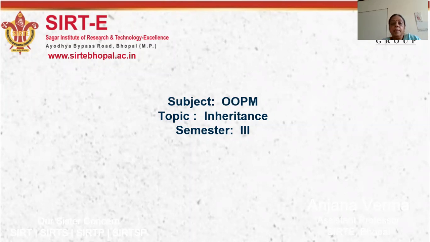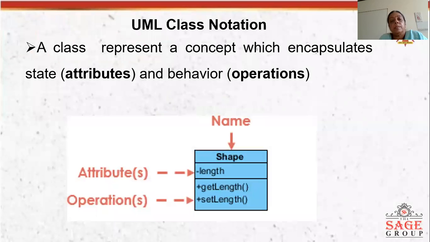Today we will discuss the next topic of inheritance, which is UML class notations: how to make a class diagram with the help of unified modeling language. UML means unified modeling language, and with this language we will actually represent the concept of the whole thing.